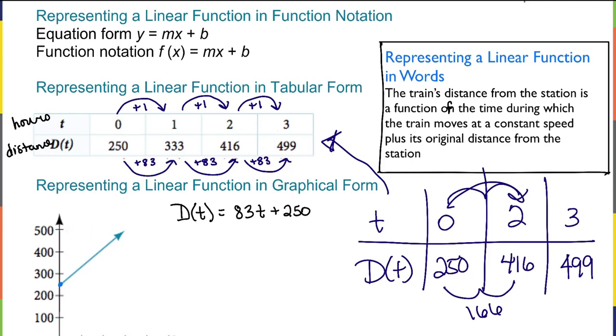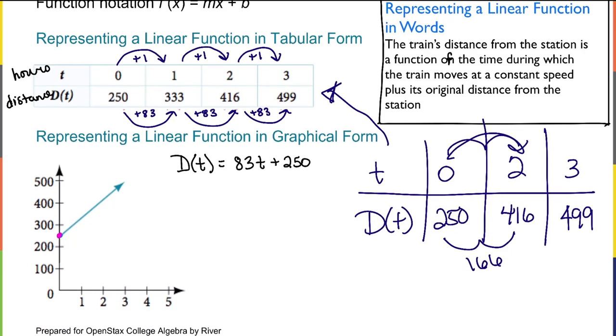So if you'll look, 0 goes up to 250, and then 1, so that's the point (0, 250), and then 1 goes up to 333, and then 2 goes up to 416, so on and so forth. And you'll see what they form.